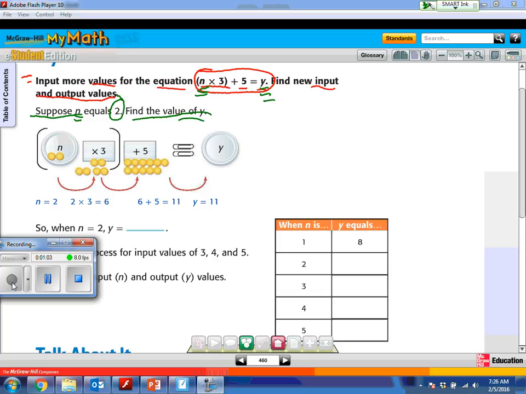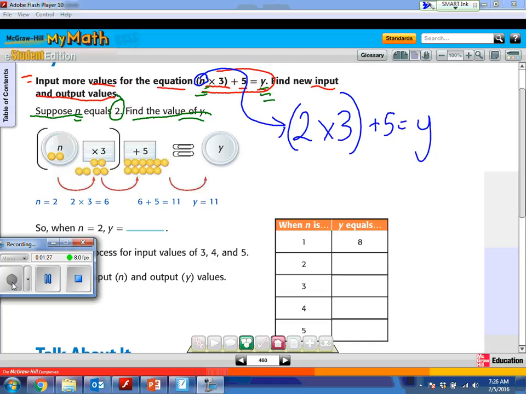Now, with that being said, we can go ahead and figure this out. How can we figure this out? Well, we can take this n right here and substitute the number 2 into it. So I'm going to draw an arrow right here and put a 2. Now I have my 2 times 3, in parentheses, plus 5 equals y. How did I get that 2 again? They told us that n equals 2. I put this 2 into this n, so now my equation becomes 2 times 3 plus 5 equals y.